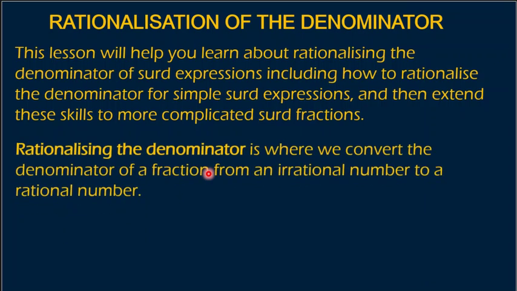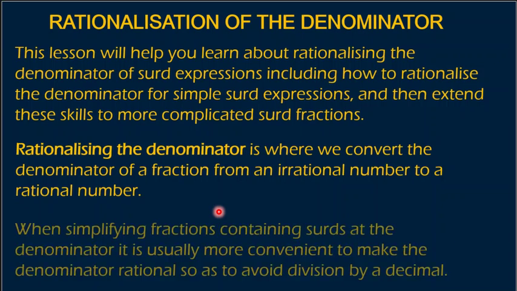Rationalizing the denominator is where we convert the denominator of a fraction from an irrational number to a rational number. So when you have a surd expression where the denominator is a surd or an irrational number, then we have to rationalize it, and that is rationalizing.